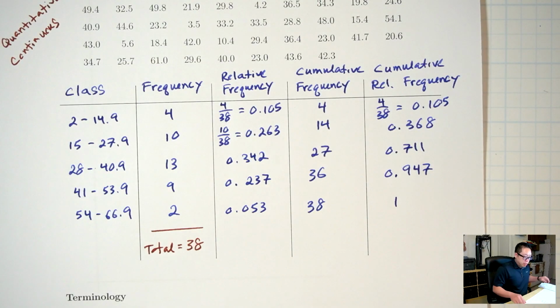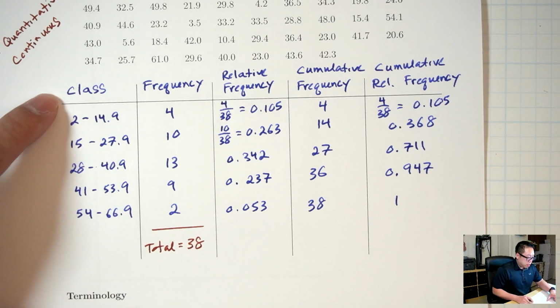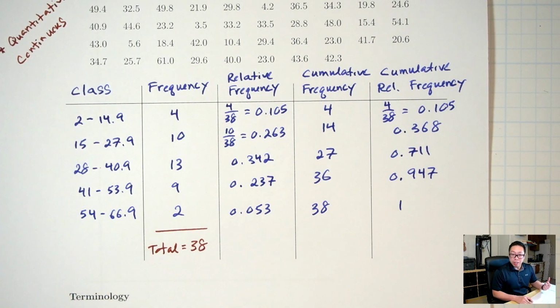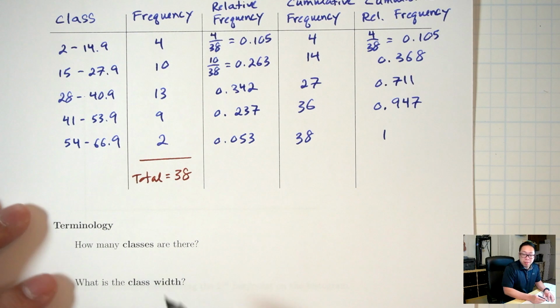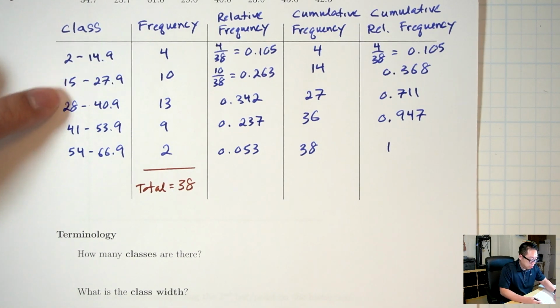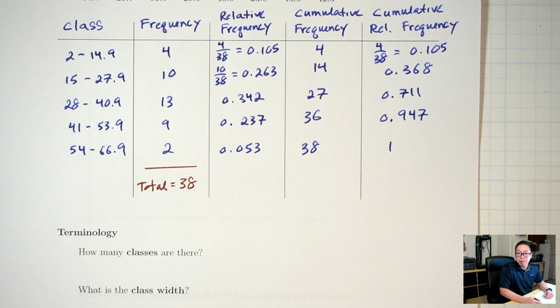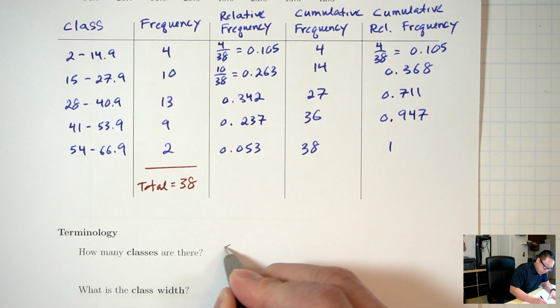Okay, so now let's talk about some terminology. Class is the ranges. How many classes are there? How many ranges are there? 1, 2, 3, 4, 5. There are 5 ranges here, so this is 5.